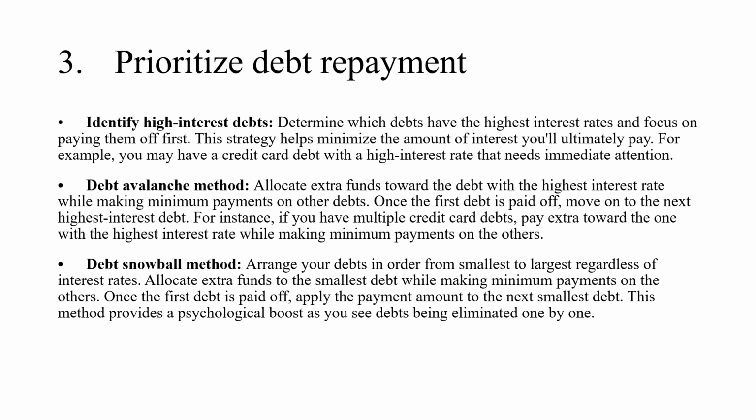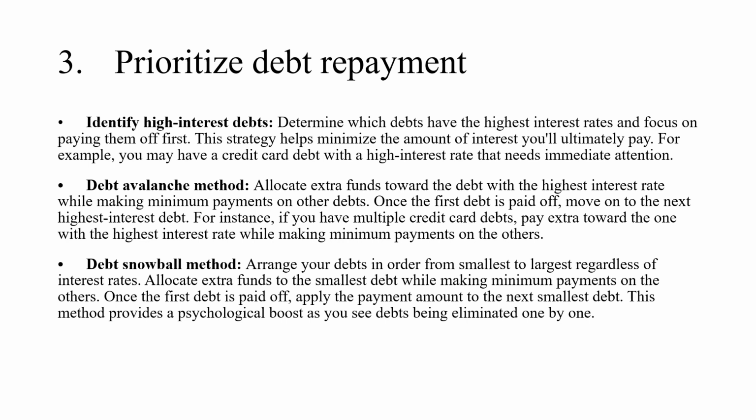Debt avalanche method. Allocate extra funds toward the debt with the highest interest rate while making minimum payments on other debts. Once the first debt is paid off, move on to the next highest interest debt. For instance, if you have multiple credit card debts, pay extra toward the one with the highest interest rate while making minimum payments on the others.